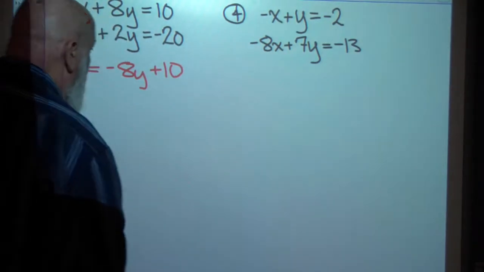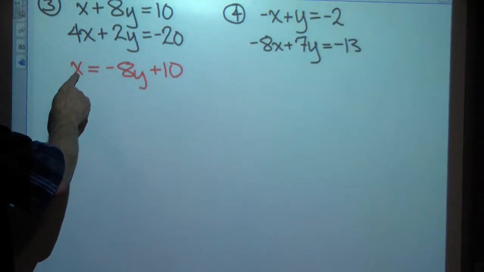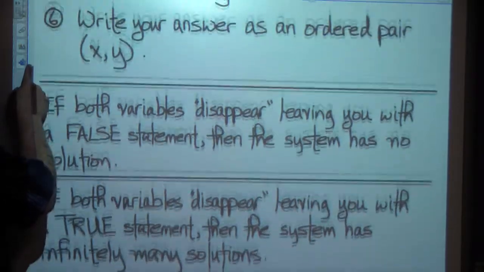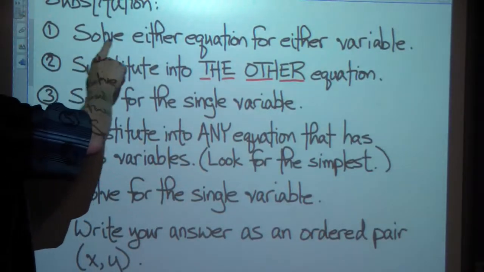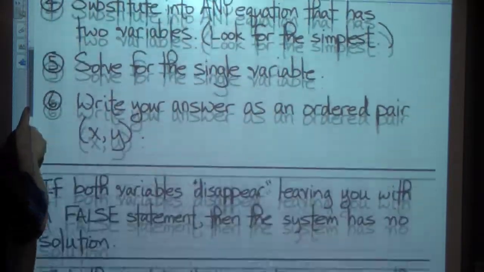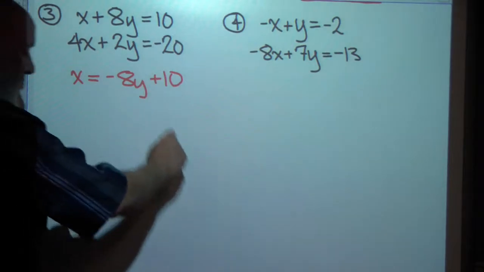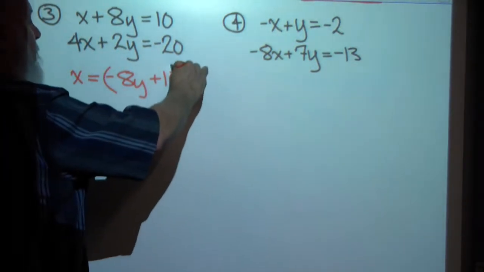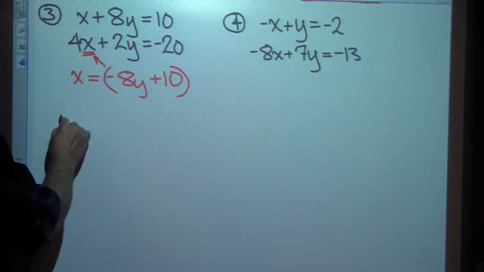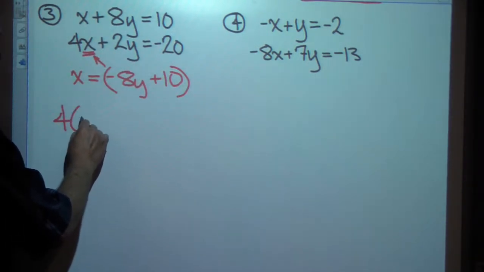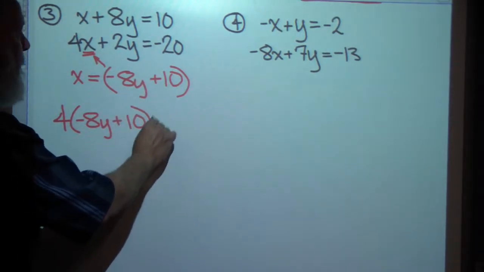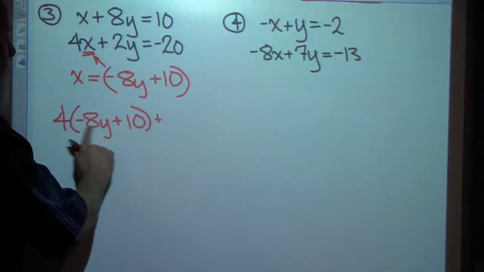Now I'm going to plug it into any equation I want. I'm going to plug it in for the x value, into the other equation, I'm sorry. Solve for either equation, substitute it into the other equation. So I have to take this and substitute it into the other equation. So I'm plugging this in for x right here. This will be 4 times negative 8y plus 10 plus 2y. This is just a big weird looking x now.